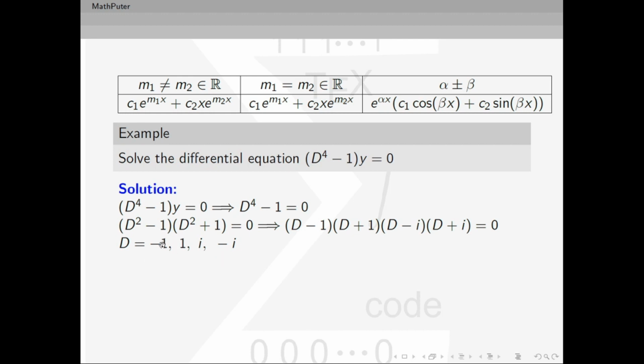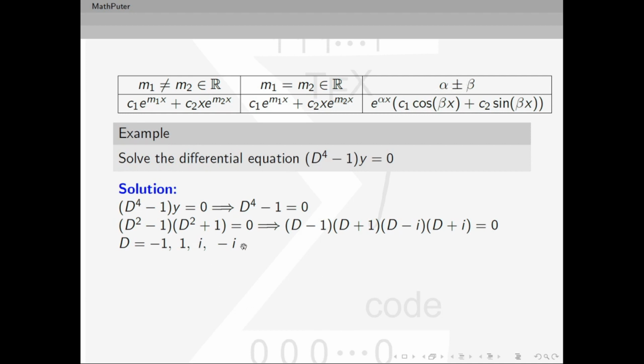These two are real numbers. In this case, because they are distinct, please don't consider this x. Again I repeat, this is the mistake here: c1 e raised to m1x plus c2 e raised to m2x, this is only. These two are complex, i and minus i. So this is the case alpha plus or minus i times beta.